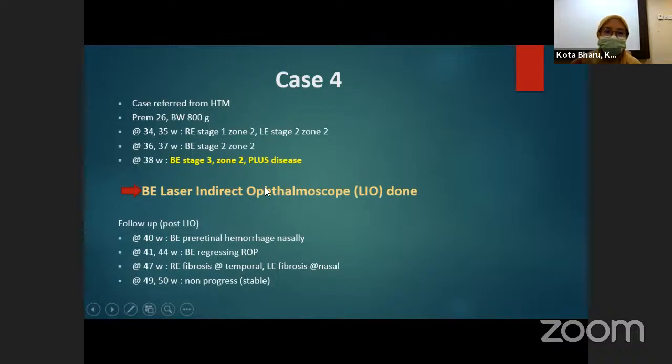At this level, we proceed with laser indirect ophthalmoscope. However, post procedure, post LIO, at 40-week review, noted to have pre-retinal hemorrhage. However, this is laser-related retinal hemorrhage, a complication of laser. And then subsequent review at 41, 44, showing regressing ROP. However, at 47 weeks, right eye started to have fibrosis at temporal and left eye fibrosis at nasal. However, the subsequent review at 49 to 50 weeks noted similar finding with no progress.